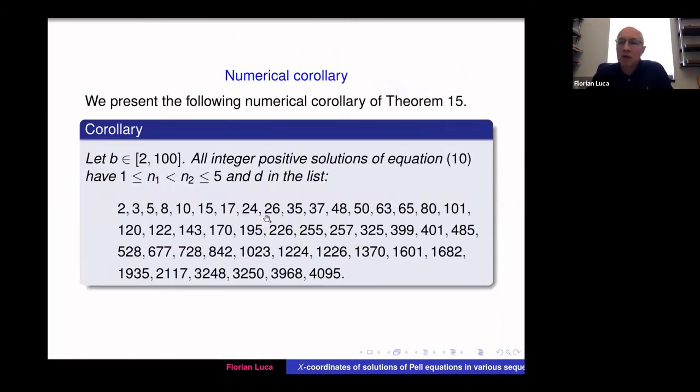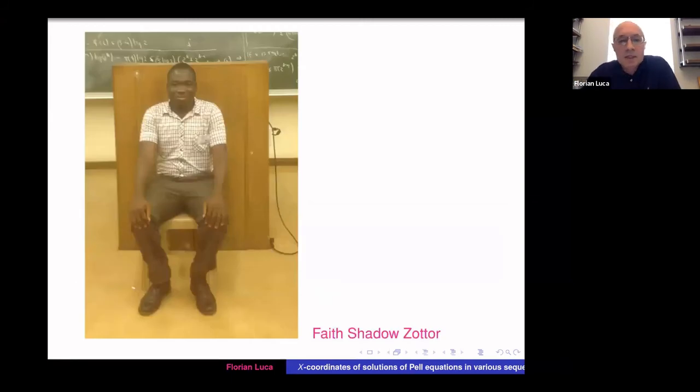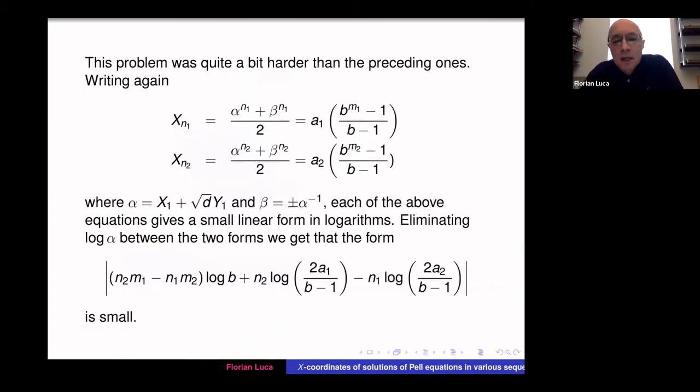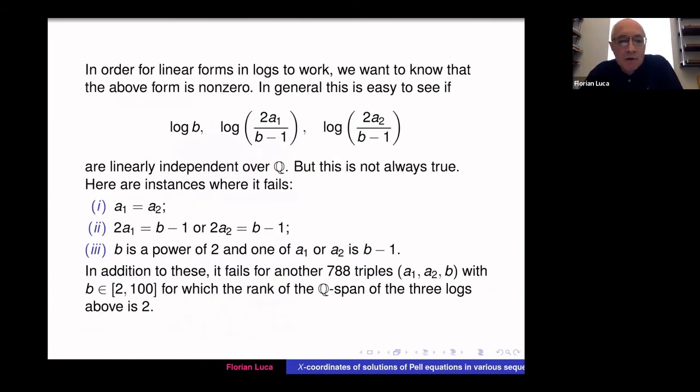So because of that, we took every base from 2 to 100 and simultaneously solved all these equations, and here are the D's. And here is my student, Faith. This paper has appeared in Research in Number Theory. Now he's working on another paper. He will probably graduate next year or two years from now. And I'm not going to go through these details.